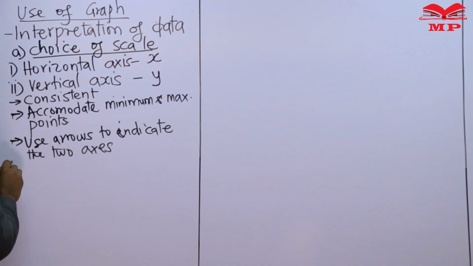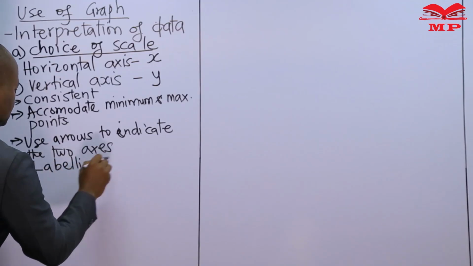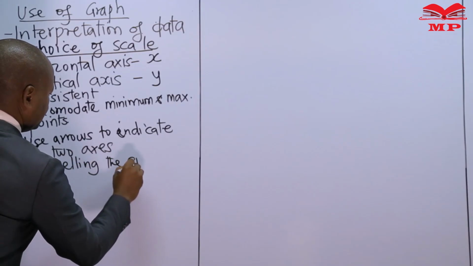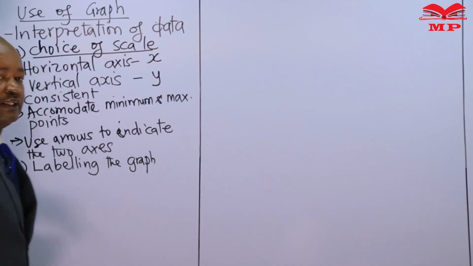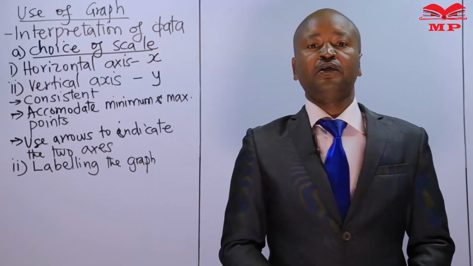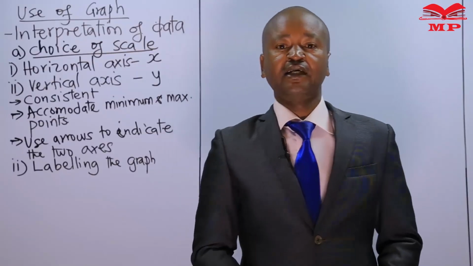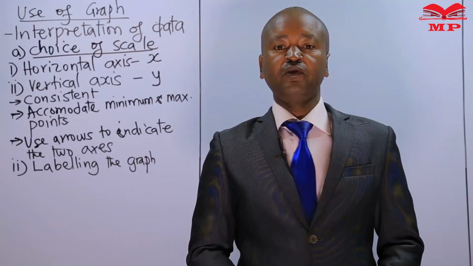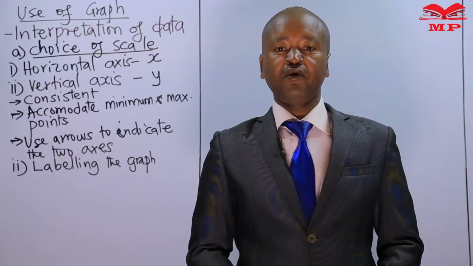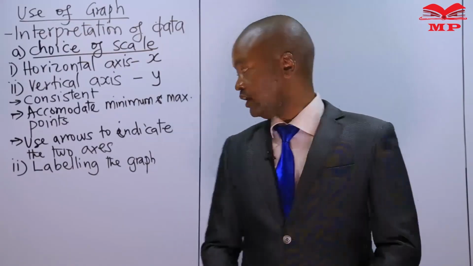Then the next aspect of a graph that must be considered after choosing the scale is labeling. Labeling the graph. So the graph is labeled by just looking at the variables. We have got two variables that we always use on the x-axis and on the y-axis. Normally, the x-axis will indicate the independent variable, while on the y-axis you will indicate the dependent variable. So we shall look at those variables.